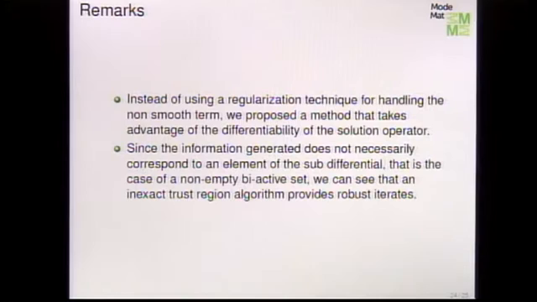As we saw earlier, we can guarantee this in the context of an inactive set, when the strict complementarity conditions hold. That's why normal numerical methods don't work that well, because the direction is not necessarily a descent direction, since it has to be an element of the subdifferential, and that is not guaranteed.